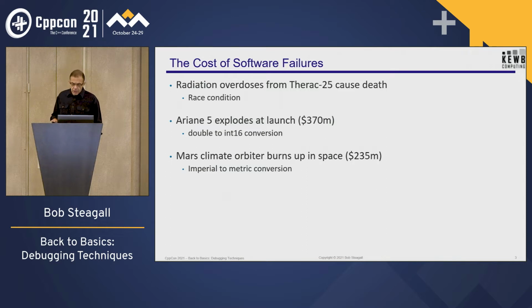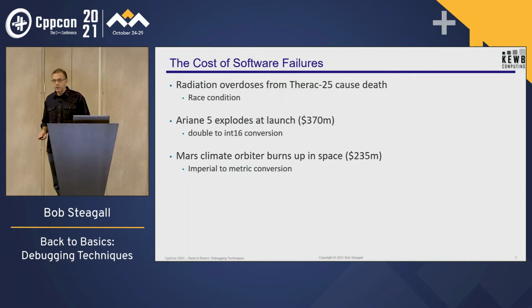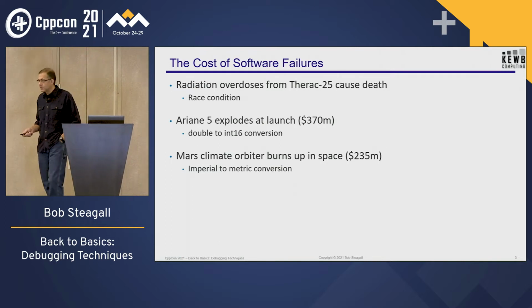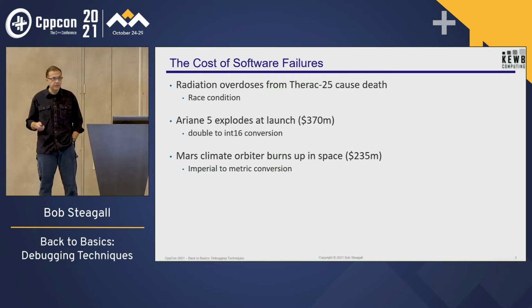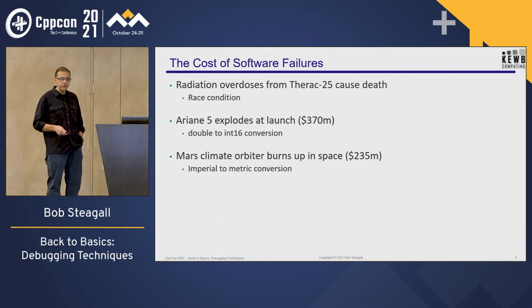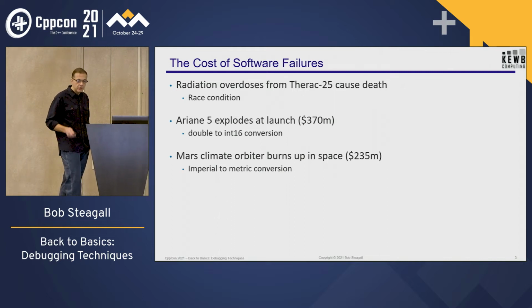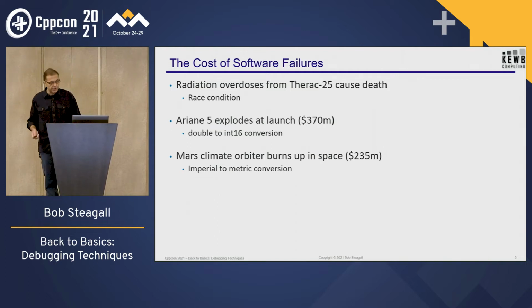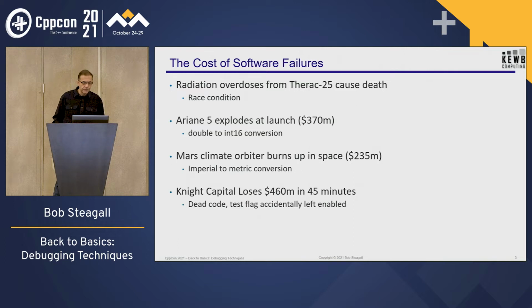Later, in 1999, the Mars Climate Orbiter burned up in space, and this was purely because of an incorrect imperial or English units to metric conversion. $235 million and many years of effort lost because of a silly, stupid software error.